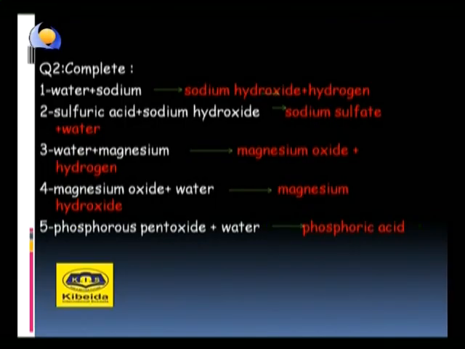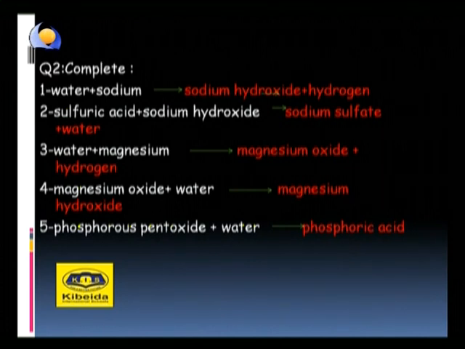Complete, this is the most repeated equation. The first one: water plus sodium gives sodium hydroxide plus hydrogen. Cold water plus metal gives hydroxide. So cold water with certain metals gives hydroxide plus hydrogen.